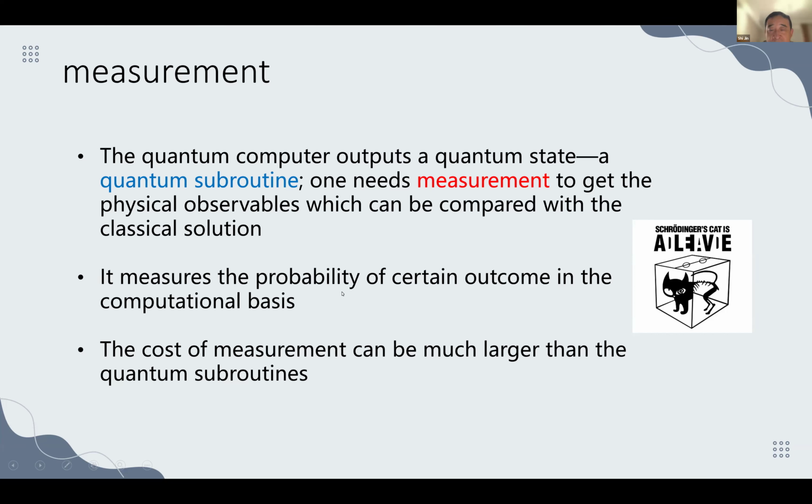And this is like Monte Carlo. You have to sample many times, you take the average. So the cost of measurement usually is very much larger than the quantum subroutines. It's like Schrodinger's cat, right? With certain probability it is dead or alive. So that's a quantum state. And to see whether it's dead or alive, you have to open the box. So that's a measurement. And you usually have to do this many times because the outcome is probabilistic.